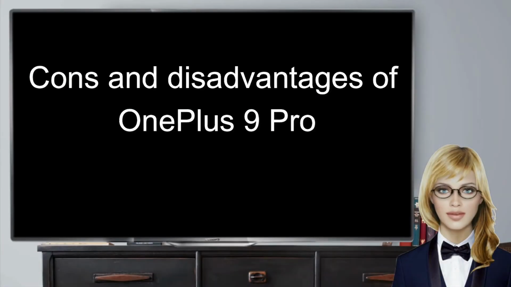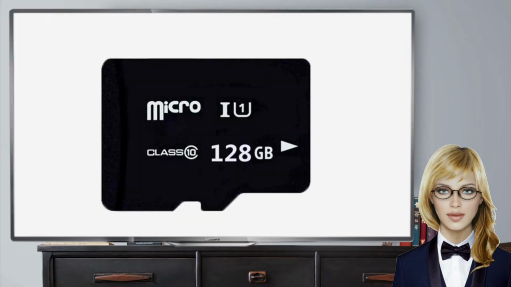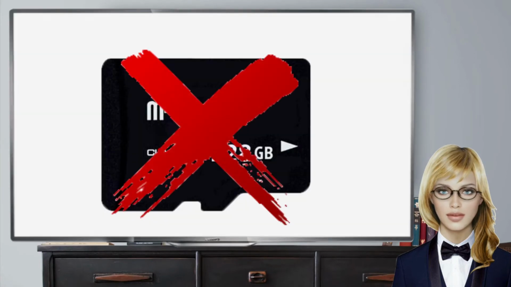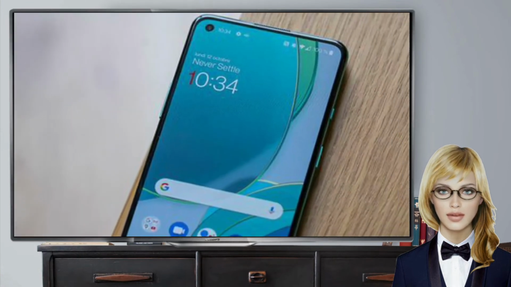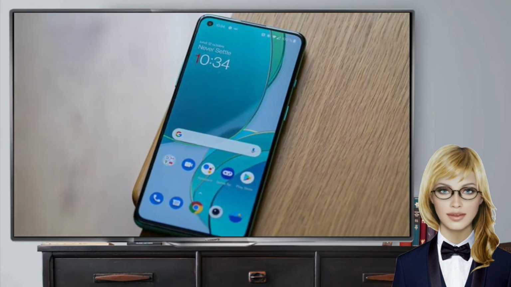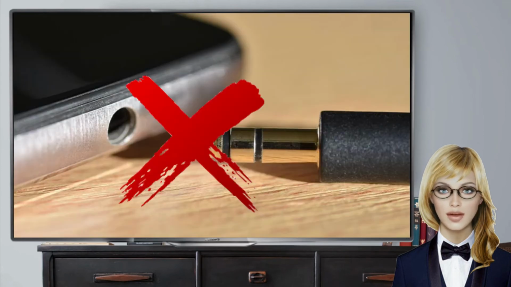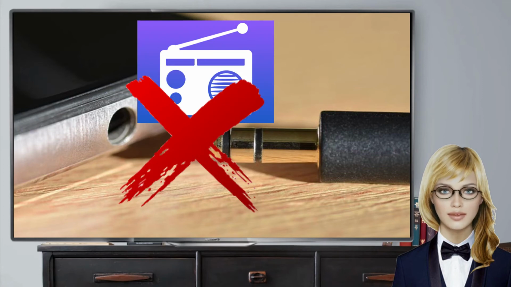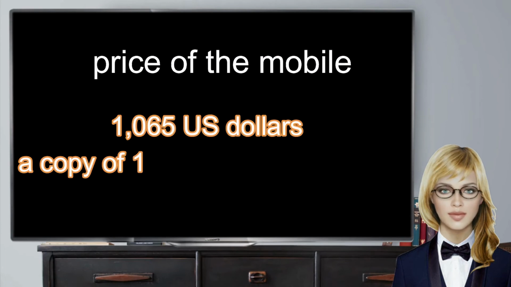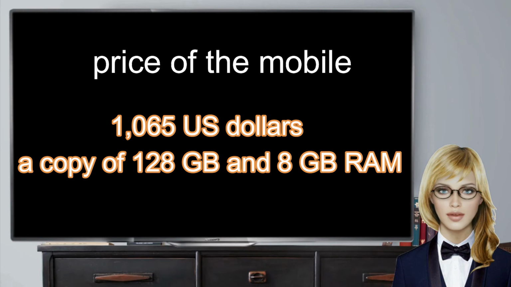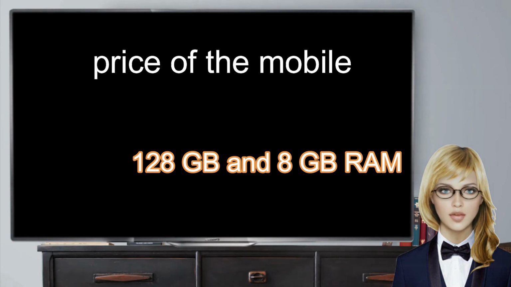Cons and disadvantages of OnePlus 9 Pro. OnePlus 9 Pro does not support adding memory expansion cards in the first place. The front camera is pretty standard and you can get better selfie cameras for almost half the price. It does not support the separate headphones input and the radio system, as is the case for phones in this price category. And the price of the mobile is €899, equivalent to $1,065, for the 128 GB and 8 GB RAM version.